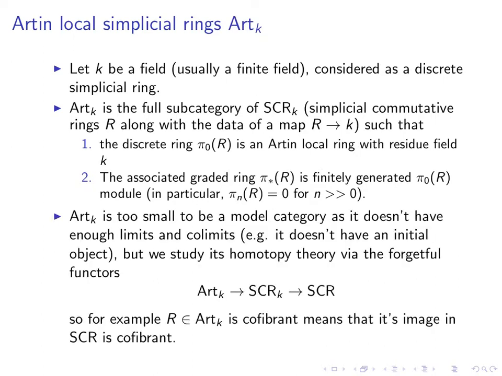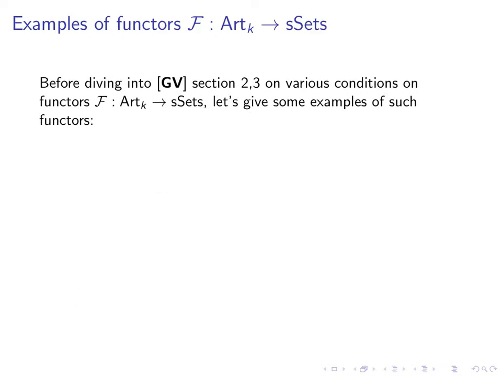Now, Art K is too small to be a model category as it doesn't have even an initial object, but we can study its homotopy theory via its inclusion into simplicial commutative rings. And so, for example, when we say that R, an Artin simplicial ring, is cofibrant, that means it's cofibrant as considered in the category of simplicial commutative rings.